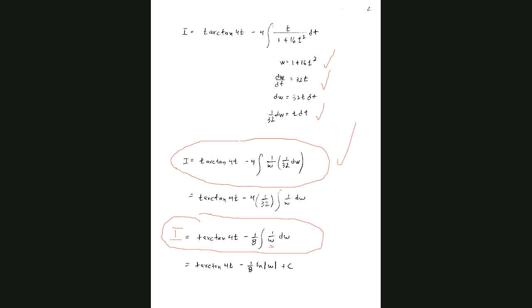All right. Great. Actually, there's a little more here, isn't there? The integral is now equal to t times the arctangent of 4t minus 1/8 times the log of the absolute value of w plus a constant.